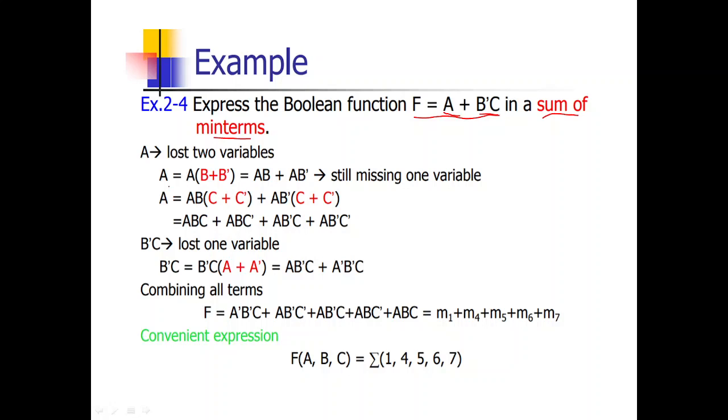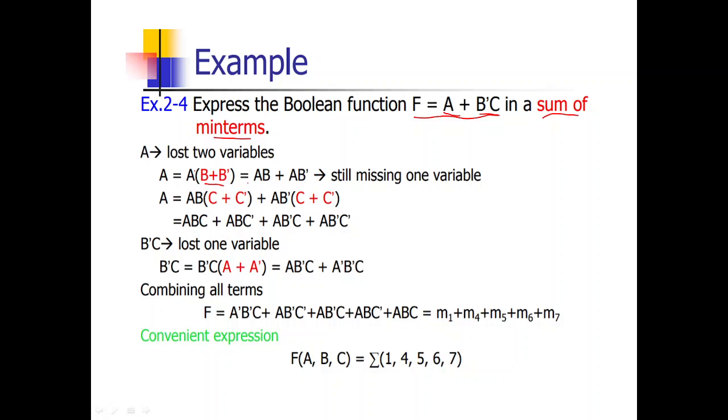Okay, so for the term A, the missing variable is B. The missing term is B plus B dash, so B plus B dash is ANDed here. Here A dot (B plus B dash) is written like this. So we have an AND operator here, right? A into (B plus B dash). So simply remember that these missing variables or terms have to be ANDed here.